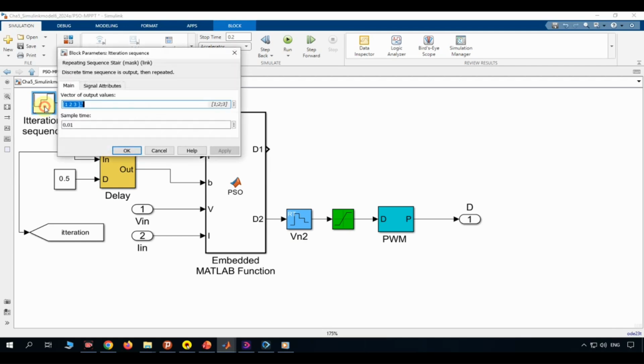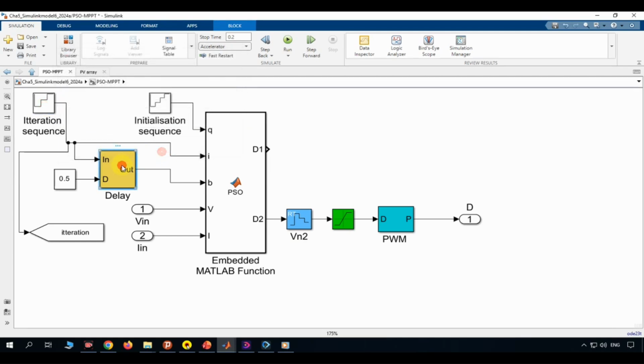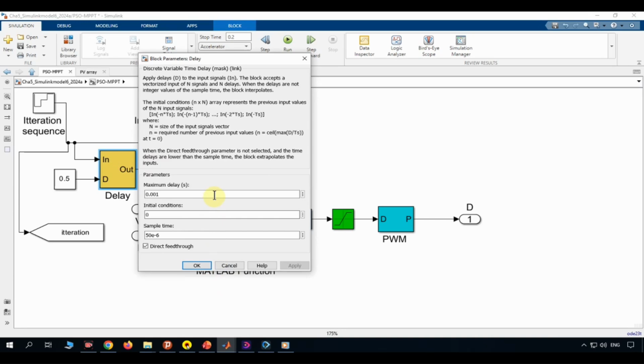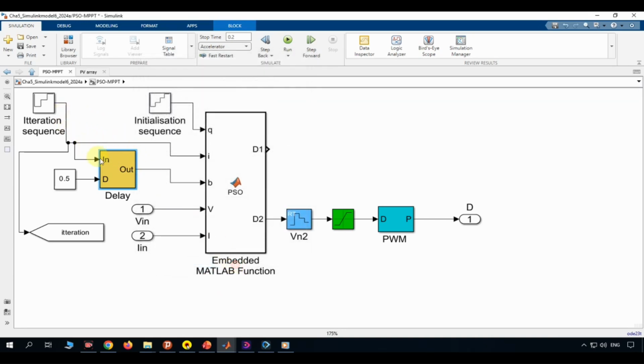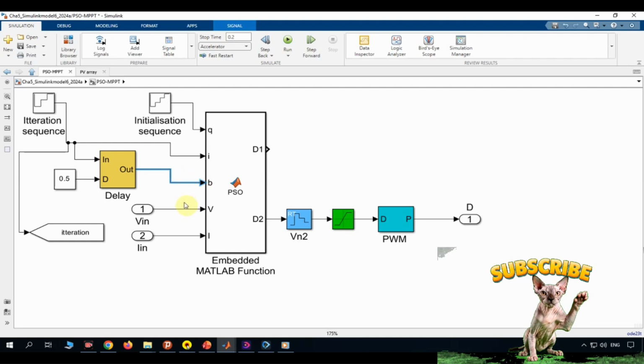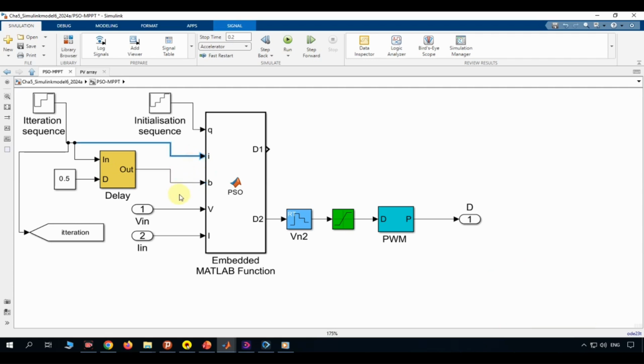The iteration signal is also passed through a delay block to generate the signal labeled B. This delay is important because after changing the converter duty cycle, the PV system needs some time to respond. We should not change the duty cycle and immediately evaluate the power at the same instant. The delay provides synchronization between applying a particle's duty cycle and evaluating the resulting PV power. Therefore, the input I determines which particle is being processed, while the delayed signal B indicates which particle's power should be evaluated. The MATLAB function also receives the PV voltage and PV current through the inputs labeled V and I.